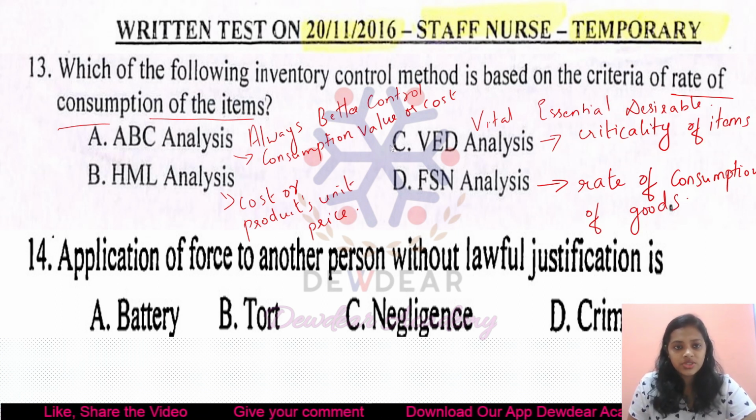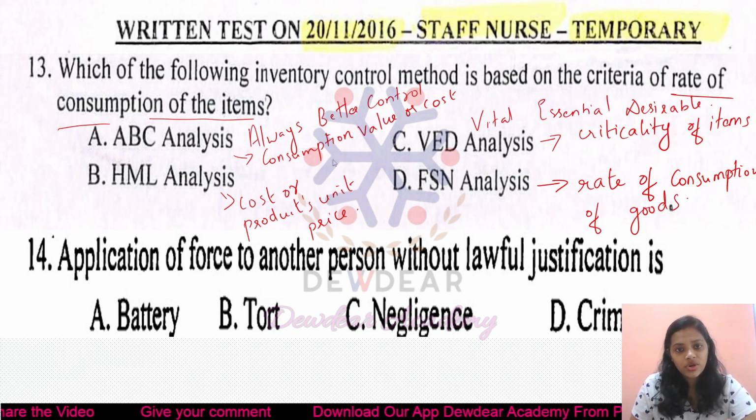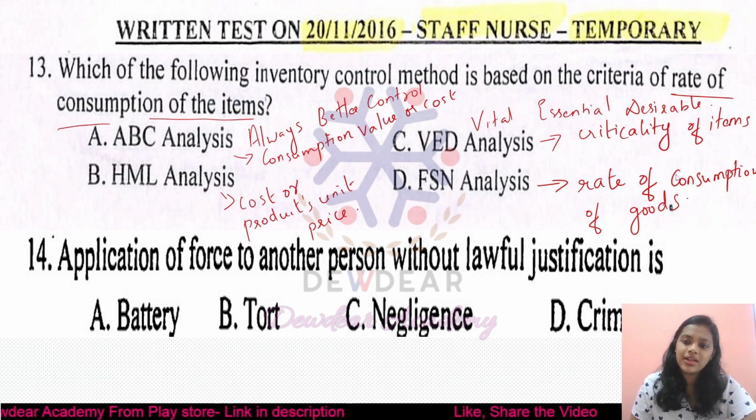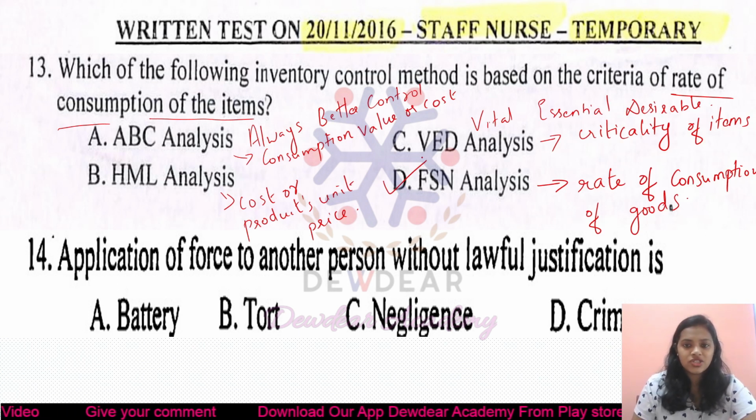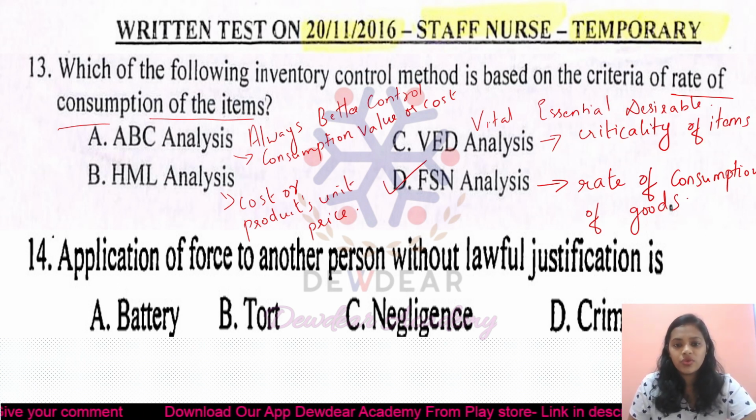So from these options, ABC analysis is based on consumption value or cost, HML analysis is based on cost or product's unit price, VED analysis is based on the criticality of items, and FSN analysis is based on the rate of consumption of goods. So which inventory control method is based on the criteria of rate of consumption of items? Option D is the right answer. Option D, FSN analysis, is based on the rate of consumption of goods.